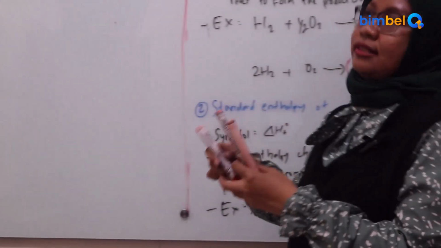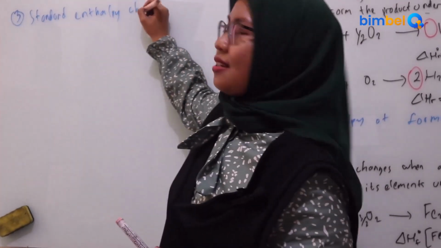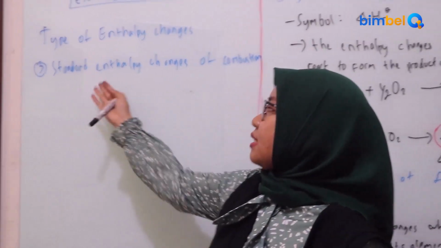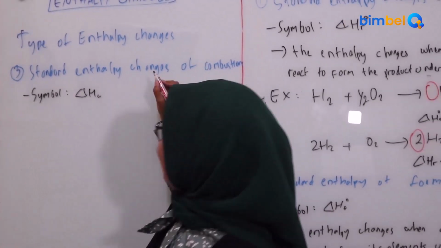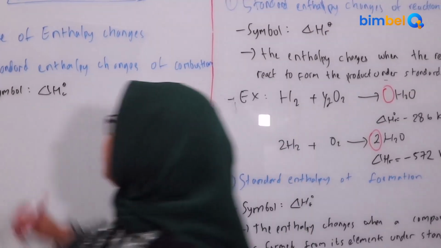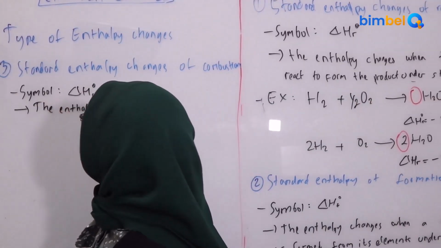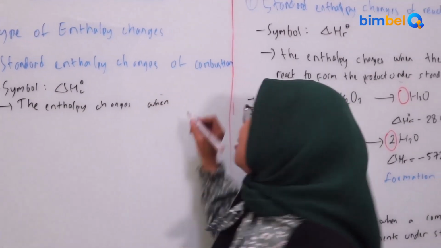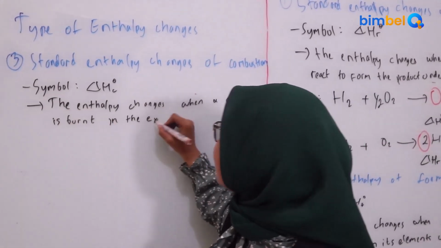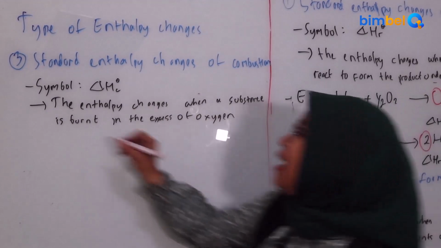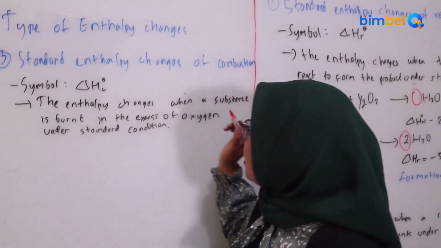Let's jump to the third type of enthalpy change: standard enthalpy change of combustion. The symbol is delta H, and you can simply add the c right here, and don't forget the symbol for standard. The definition of the standard enthalpy change of combustion is the enthalpy change when a substance is burned in excess oxygen, and don't forget to add, under standard conditions.